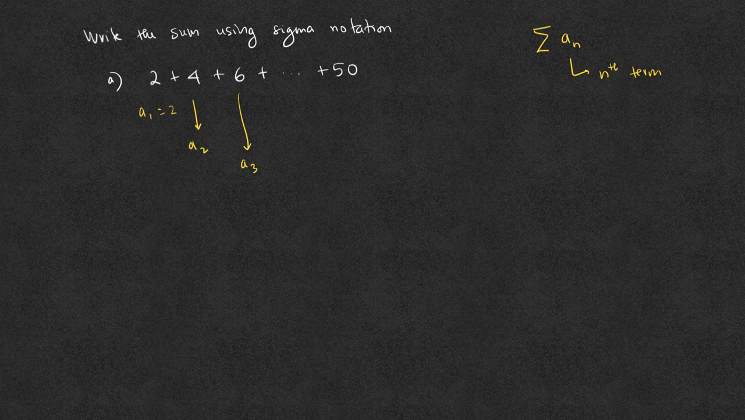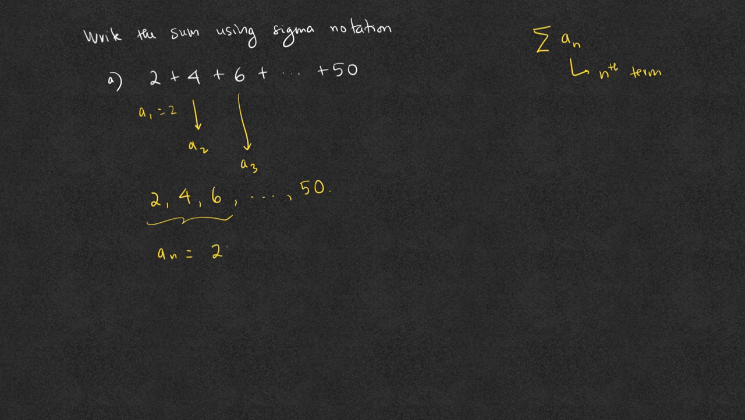And so the pattern is that a sub 1 equals 2, a sub 2 equals 4, a sub 3 equals 6, but we can't go indefinitely. We need to stop at 50. From 2, 4, 6, we can guess a formula first. A sub n equals... we see that the increment is constant, 2 to 4, add 2, 4 to 6, add 2, and so on. And so we guess that this will be linear, where the slope is 2.